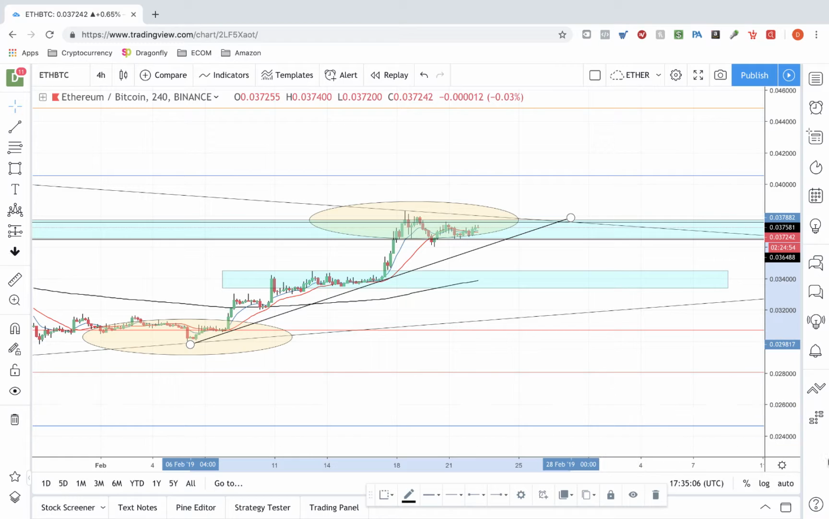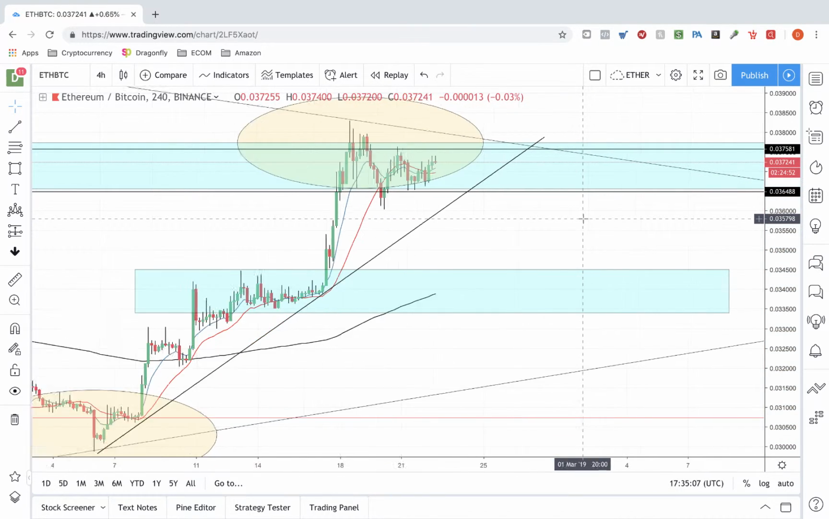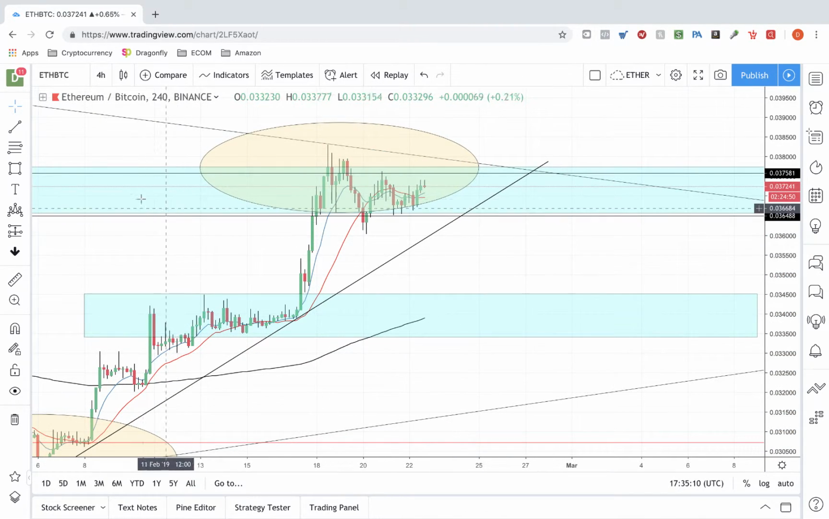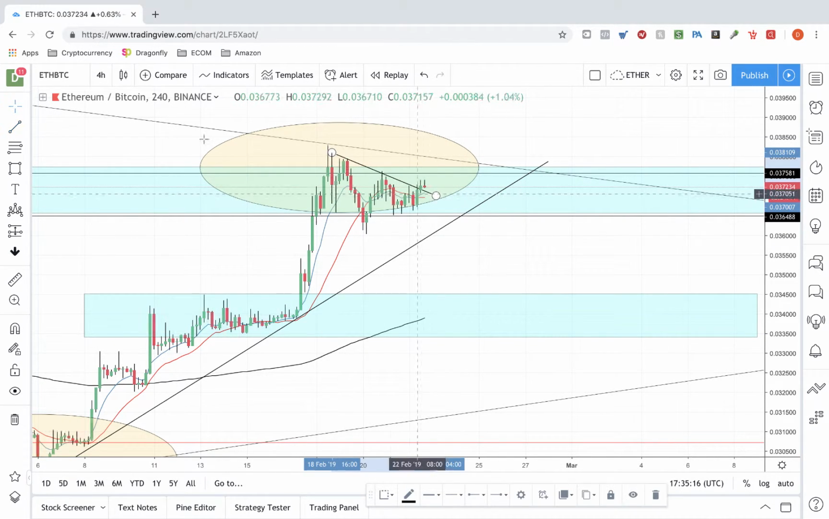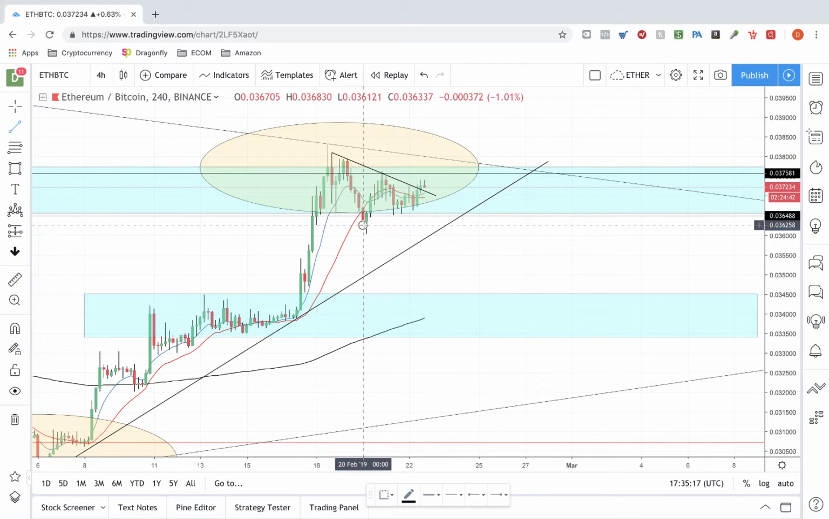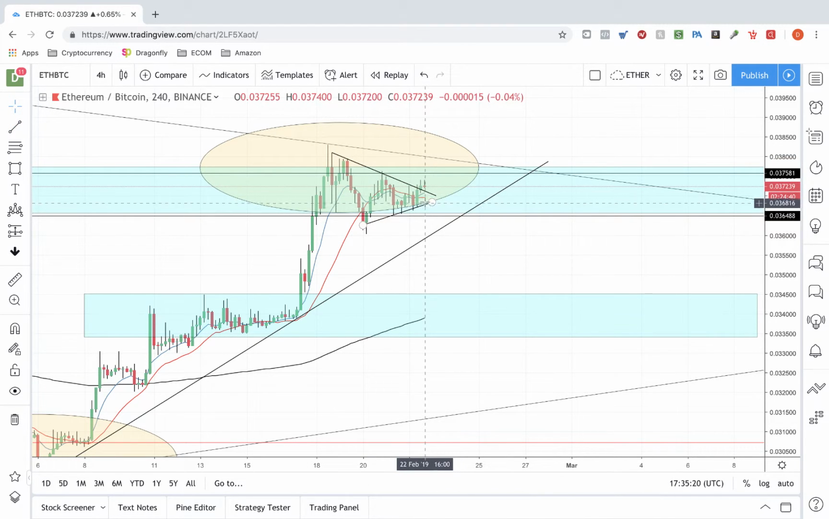So what we're seeing here is a nice little wedge, which is a bullish pattern. You can see this wedge pattern here. I'll draw it out for you. This is a bullish pattern, so maybe we can see this next leg going up. But this is mostly the entry here.